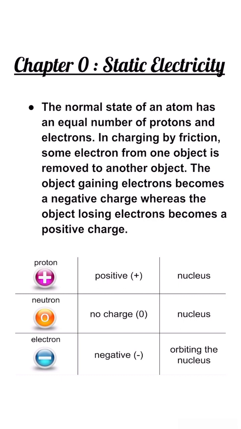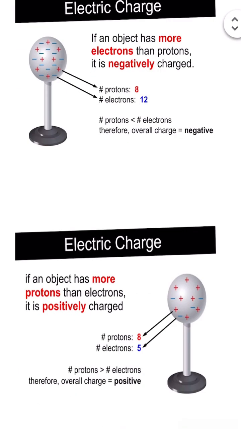The normal state of an atom, which is a neutral substance, has an equal number of protons and electrons. In charging by friction, some electrons from one object are moved to another object. The object gaining electrons becomes negatively charged, whereas the object losing electrons becomes positively charged, as you can see from the diagram. Electric charge is the transfer of electrons, basically.